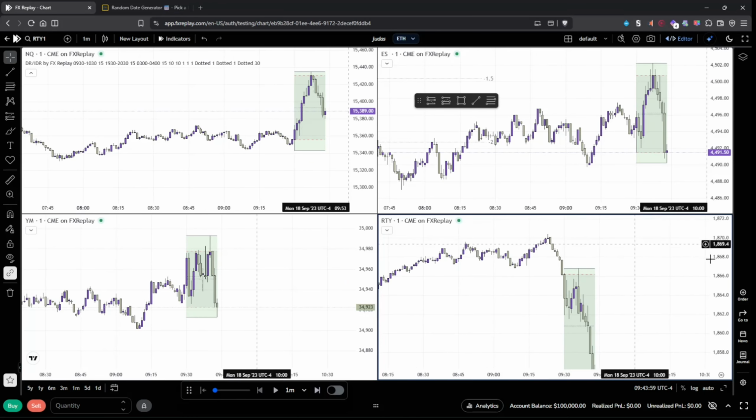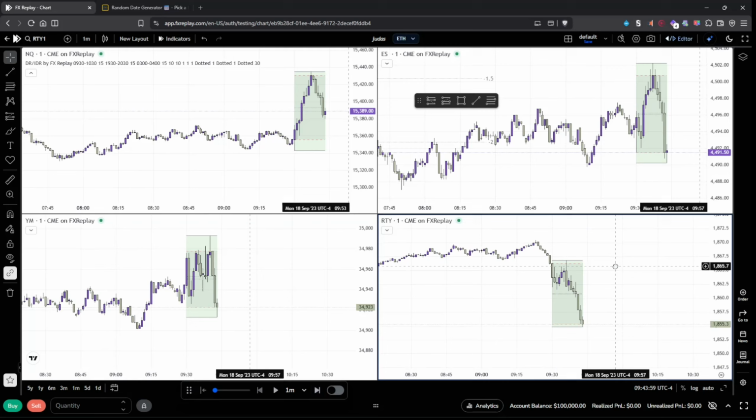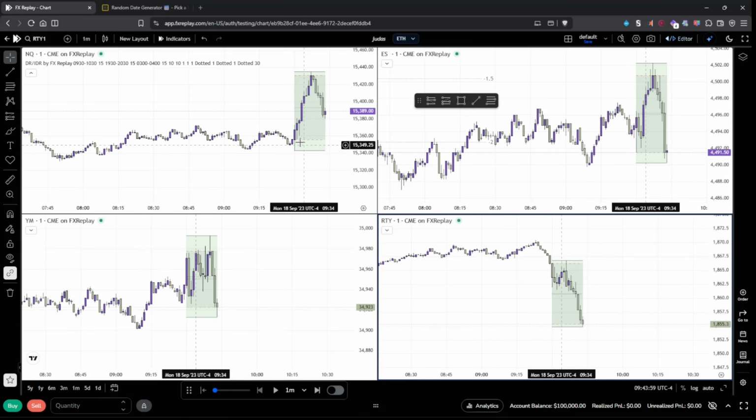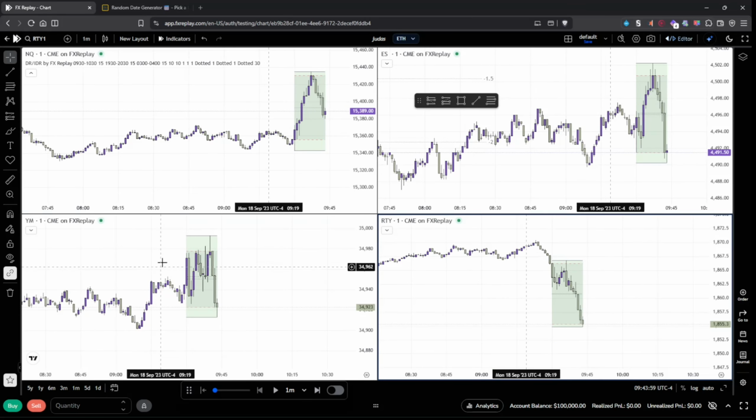Now we've gone lower. So now here's the SMT. Look here. R2K opened, moved up a little bit, then went lower. But if you look at NQ, opened and moved up till 9:37, then started reversing. Same thing for ES, moved up till 9:37 and started reversing. So we do have SMT here. YM moved up till 9:40 and started reversing. So our SMTs would be something like this.